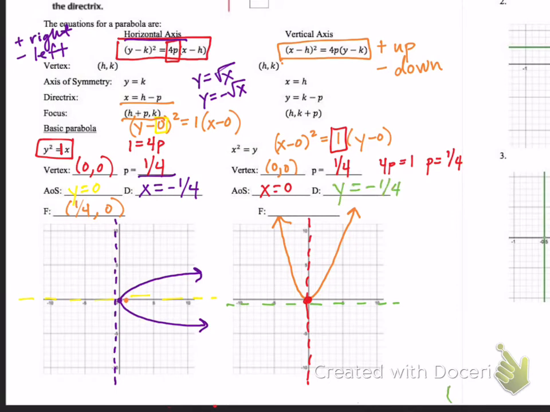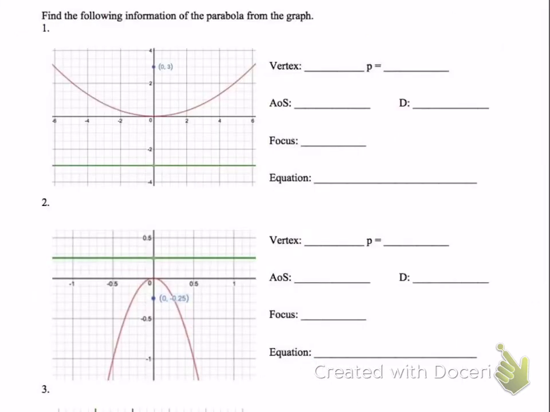And my focus, the ordered pair, would be at (0, 1/4). So in this case, it really helps to graph because I don't like doing these without graphing because I can't see the parabola. It's hard for me to look at these things and fully understand it. So my suggestion is to graph it and then plot your point and your directrix first, then fill in the blank.